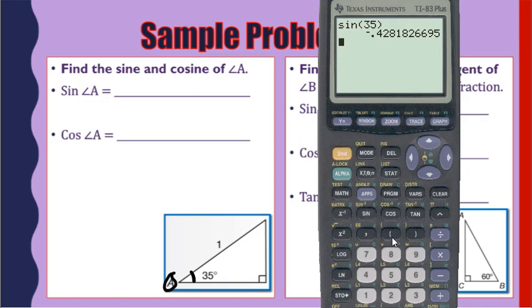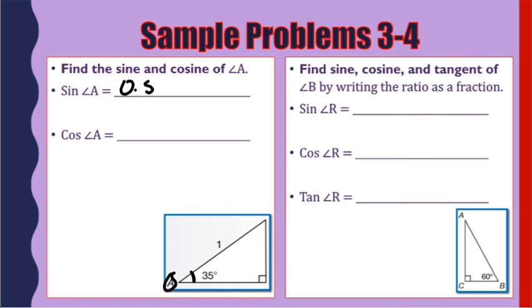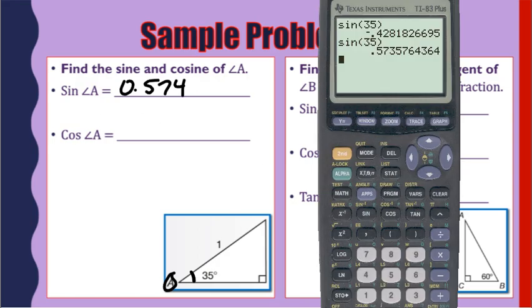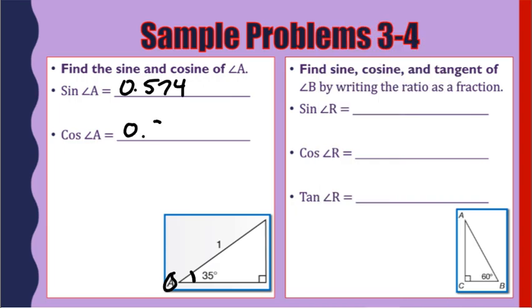So now if I do sine 35, I get 0.5735, so 3 decimal places, it would be 0.574. And then the cosine of 35, I would hit cosine and 35, and you get 0.819. So to remember, you'll have to use your calculator for this one that has the trig functions on it.